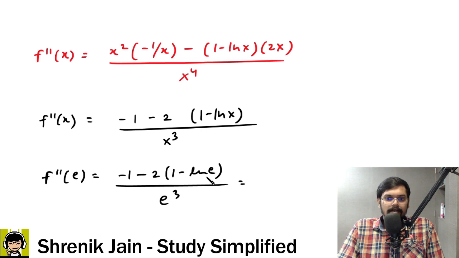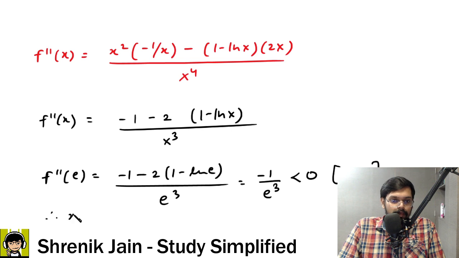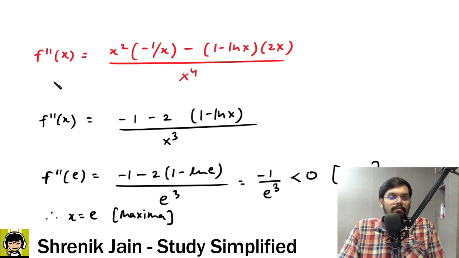If it is correct, then ln e is 1. Well, 1 minus 1 is 0, so this thing is gone, and minus 1 by e cube is left. Your answer is negative, less than 0. Less than 0 means you are at maximum. And if I am at maximum, therefore x equal to e is a point of maxima.